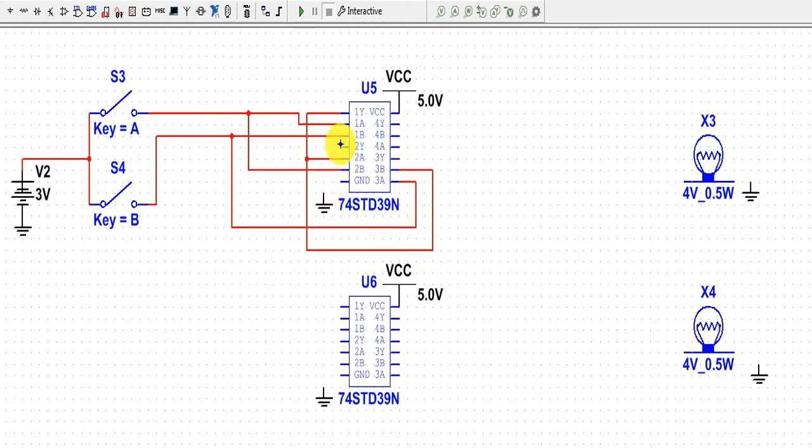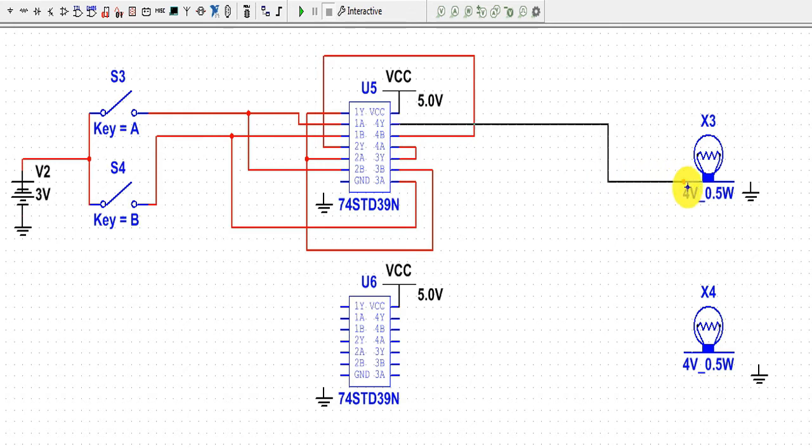Now the output of the second NAND gate is connected to the input of the fourth NAND gate, and the output of the third NAND gate is connected to one of the terminals of the fourth NAND gate. Now the output of the fourth NAND gate will act as the difference bit, which is connected to the positive terminal of the LED, and the negative terminal of the LED is grounded. Now we will connect the positive power supply VCC of 5 volts to the 14th pin, and we will connect the 7th pin to the ground.